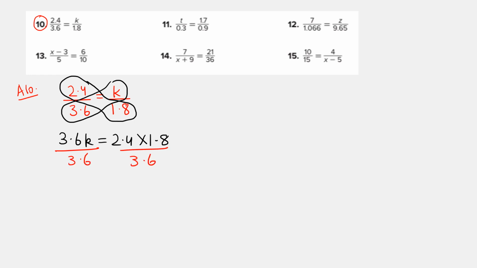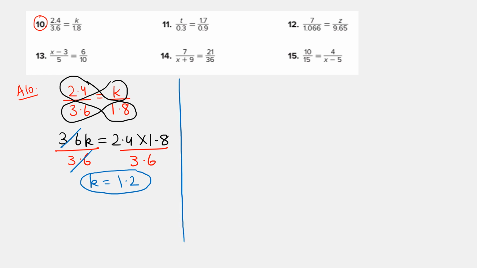Why are we dividing both sides by 3.6? Because we want to eliminate the coefficient of k, because we need the value of k. So this and this cancel, and k is equal to 2.4 multiplied with 1.8 divided by 3.6. So this comes out to be 1.2. So this is your value of k when you have decimals.